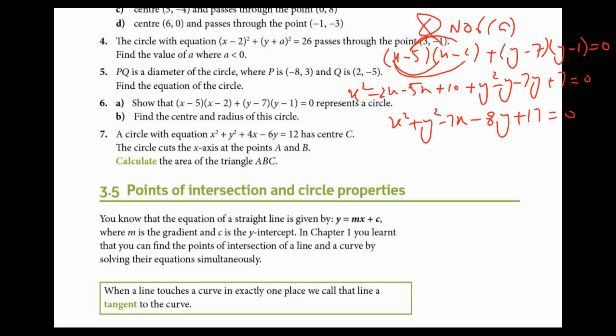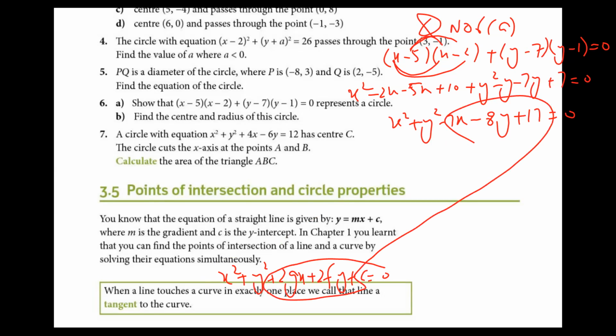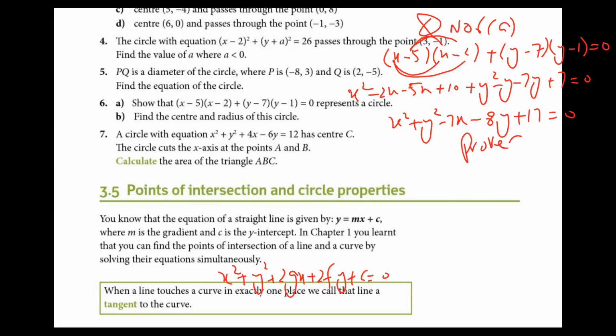Muhammad, you saw this converted into that form, which is x square plus y square plus 2gx plus 2fy plus c equals 0. Now look, it fully matches. Is it okay, Muhammad Shabir? Yes, sir. Good. Now this is the proof that this is the circle equation. That was number 1.